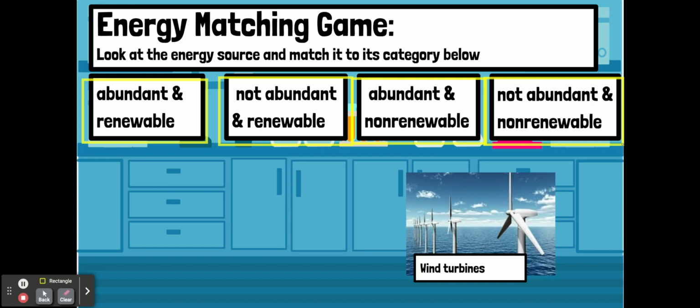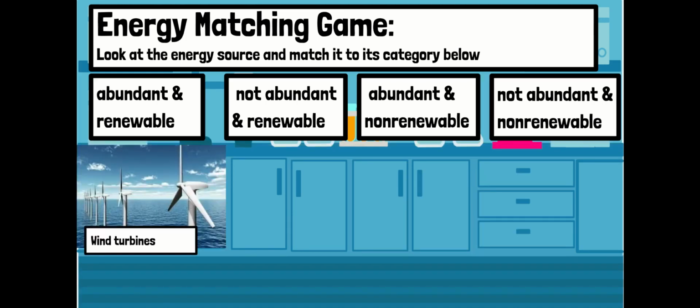And then the second question for you, is it renewable? Is it something that nature provides without having to create anything more or wait a long time? Once you've decided whether or not your energy source is abundant and renewable, you're going to drag it over just like I did with my wind. You're going to drag it over to the column where it belongs.